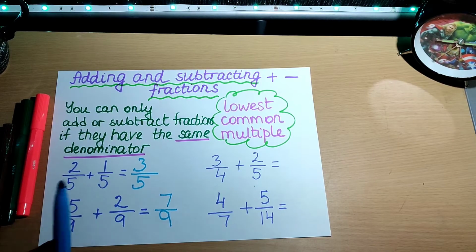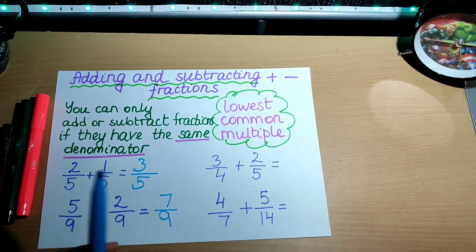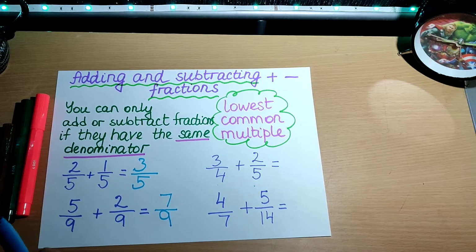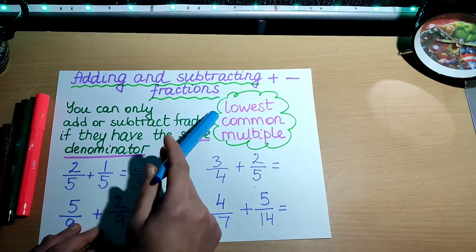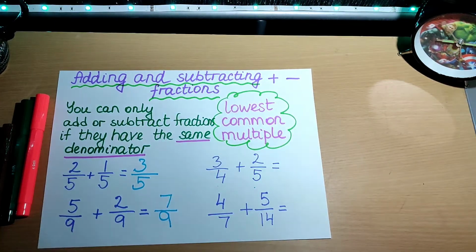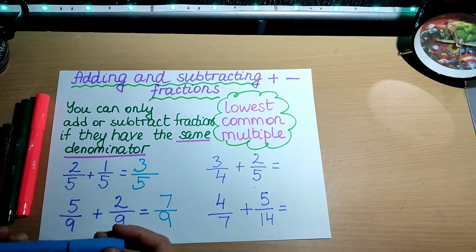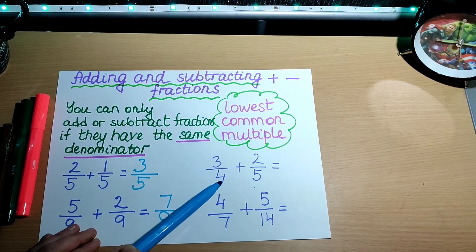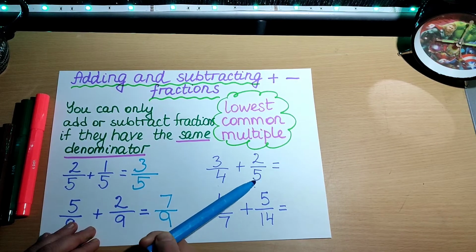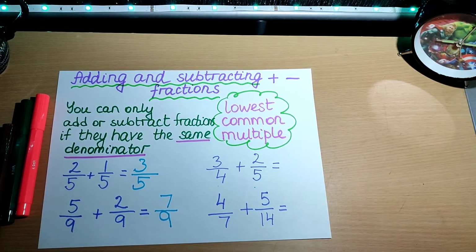If our denominator is not the same, we can't add the fractions straight away. The first thing we need to do is make the denominators the same. And we do it by looking for the lowest common multiple. The lowest common multiple is the same answer in the 4 times table and in the 5 times table. So let's have a look how we do that.